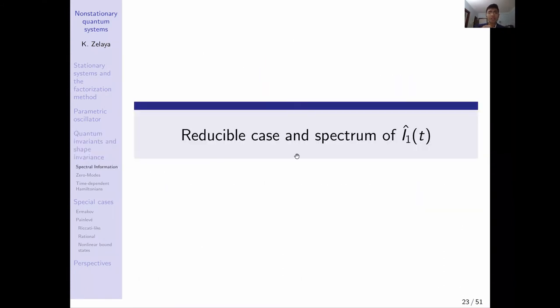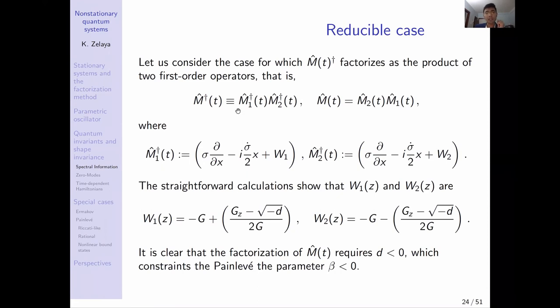Now let us discuss a bit about the spectrum related to I1. In the previous case, we considered the irreducible case, which means M is not factorized as a product of two lower order operators. But in this case, just to simplify the calculations and to present some specific examples, we will consider the case in which M is indeed factorized by two first order operators. The procedure is the same, and I will not repeat it, because M1 and M2 take the exact form as in the previous case, but now we have W1 and W2. Again, the procedure is completely the same.